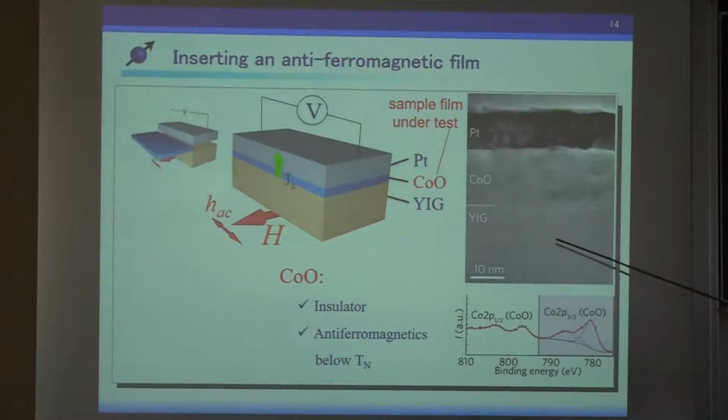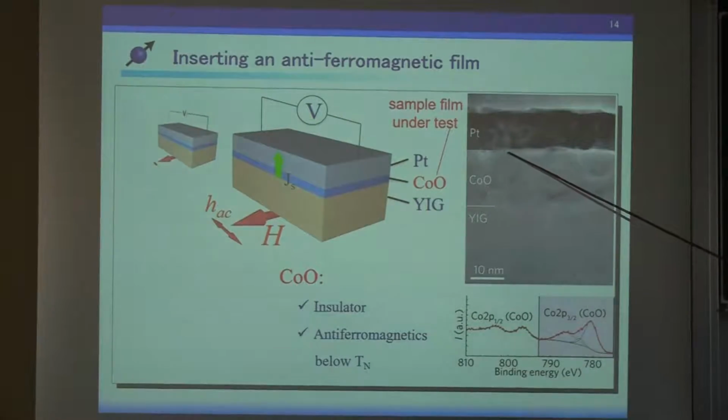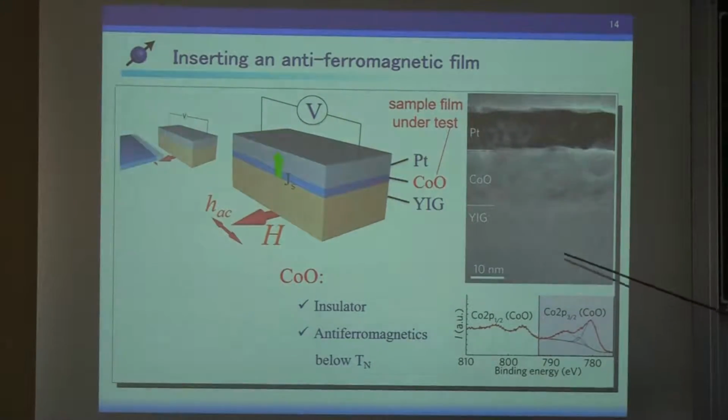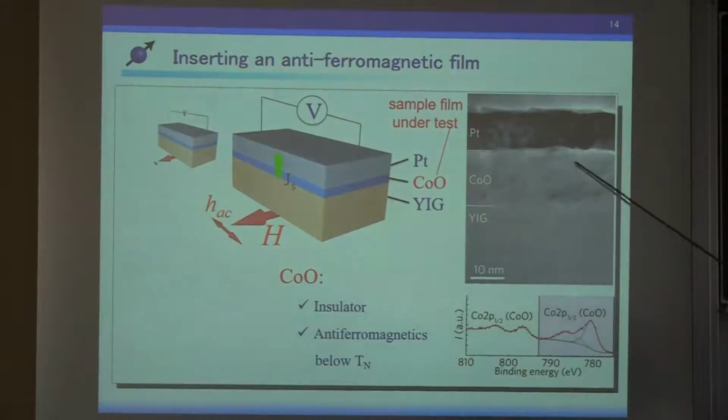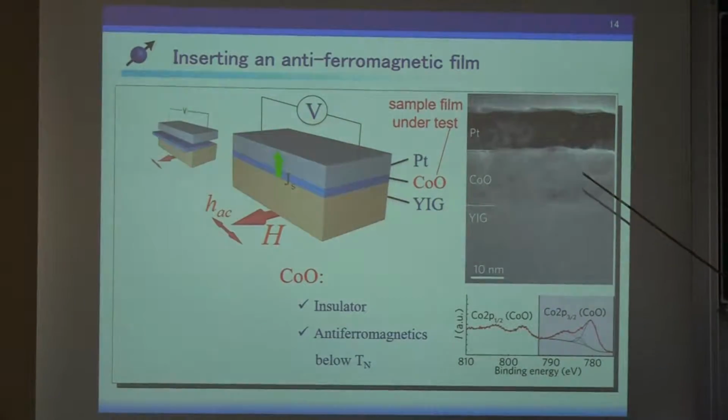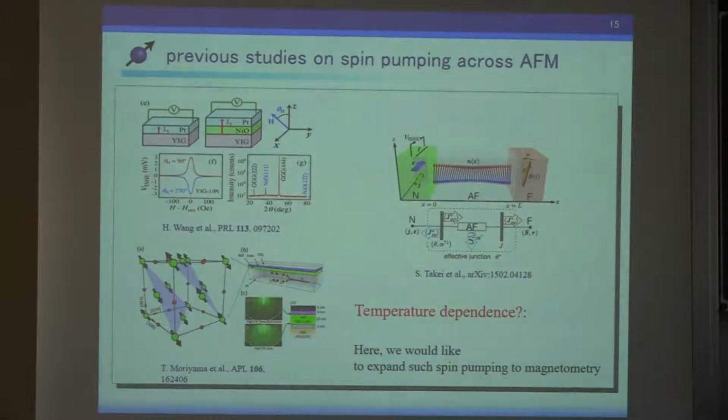And we observed the spin pumping across this layer. YIG is for spin injection, and this layer is the sample, and this layer is used for the measurement of spin current. Okay, so spin current conduction in antiferromagnetic material has been confirmed by the Ohio University group and the Kyoto University group. Ono-san, the next speaker.